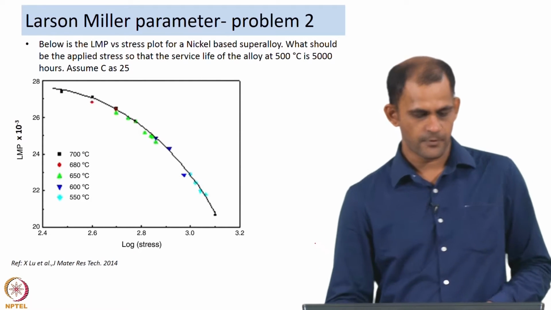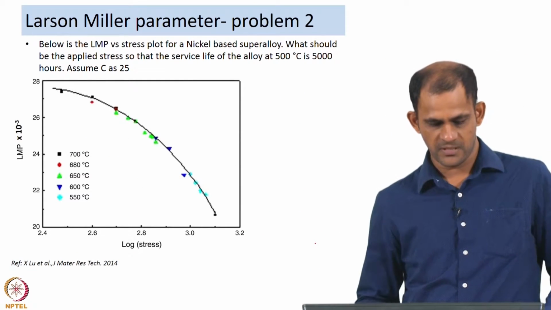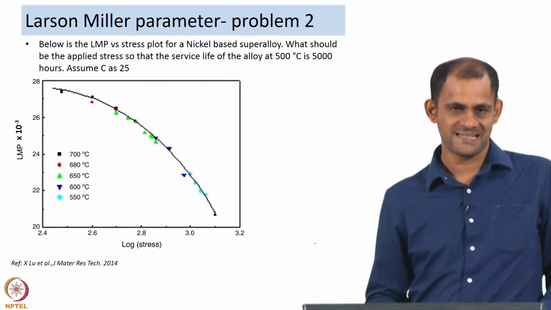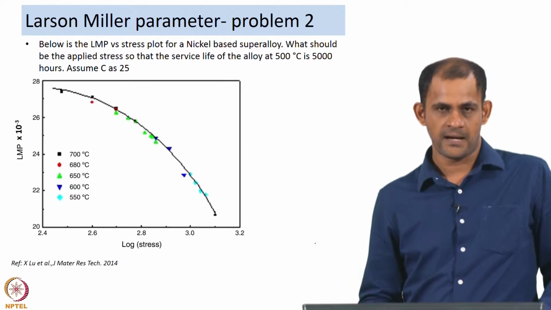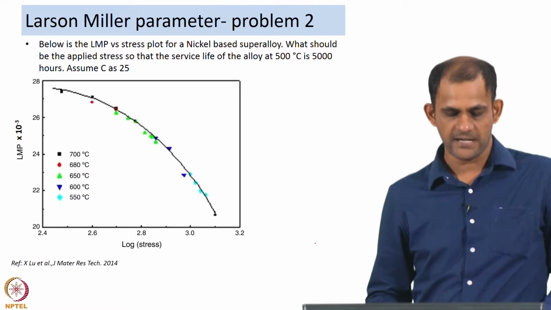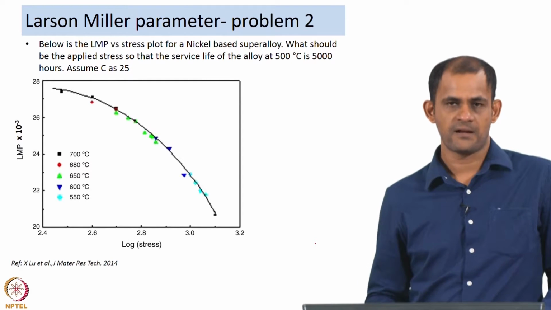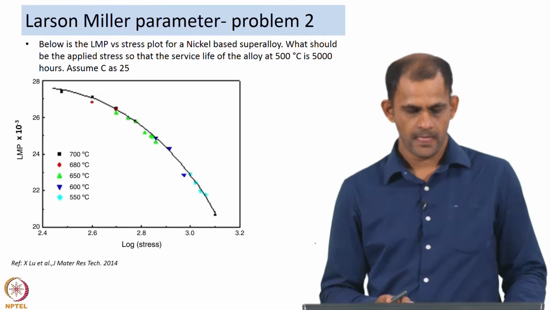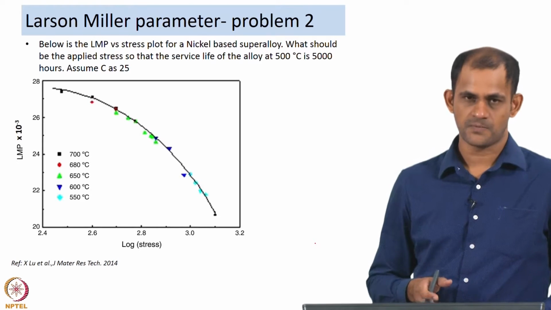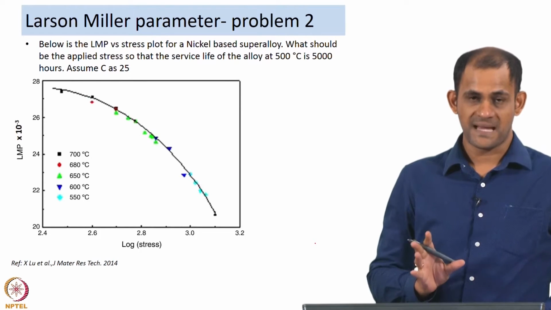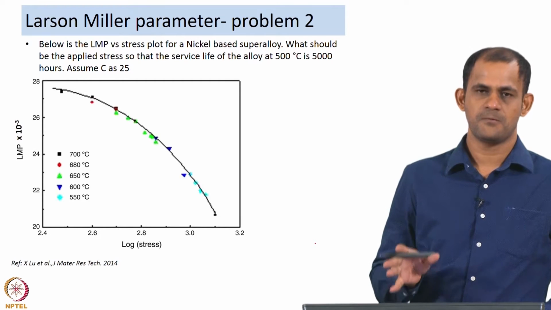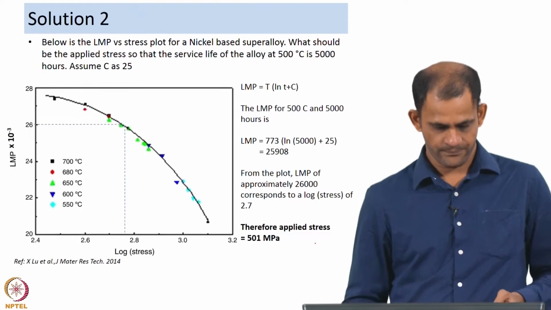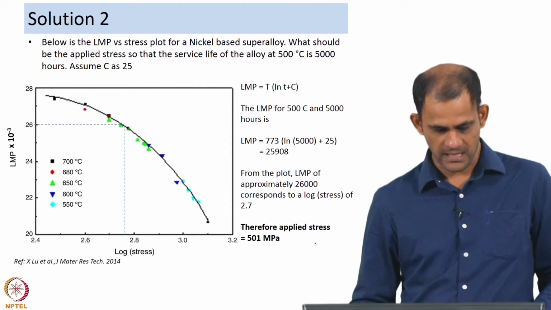Now, let us look at another problem. So, this is a plot for a nickel based superalloy, and you have LMP on the y axis and stress on the x axis. And the question is, what should be the applied stress, so that the service life of the alloy at 500 degrees centigrade is 5000 hours. So, basically the point is, using the data given in this plot, find out the maximum applied stress, so that the service life of the component or the alloy is at least 5000 hours. So, here you can use C is equal to 25. Now, this is how the solution would look like.